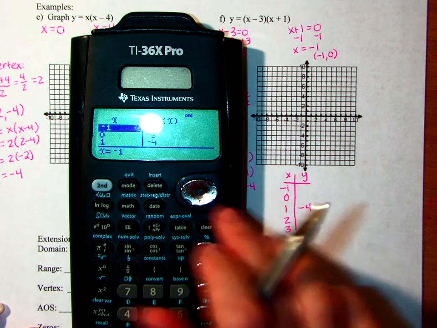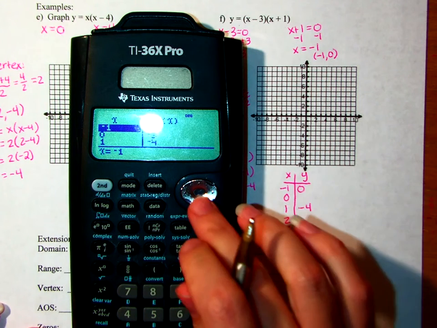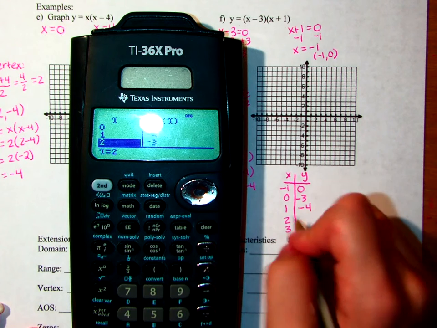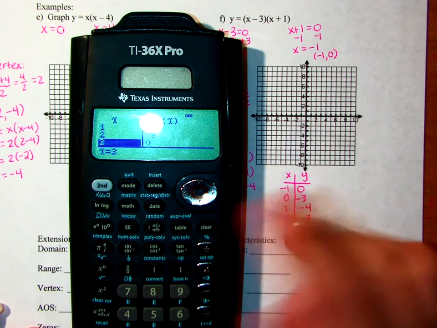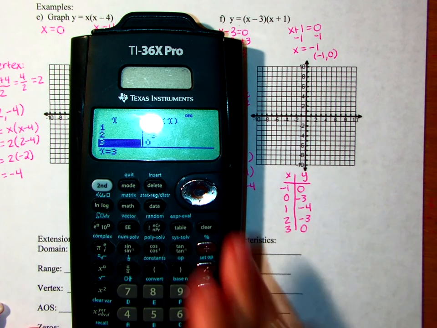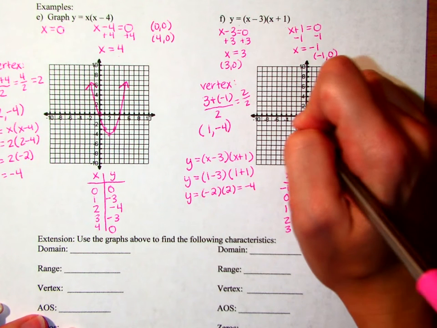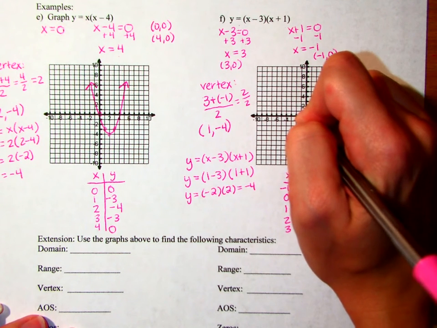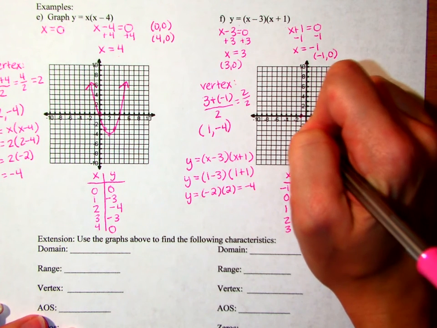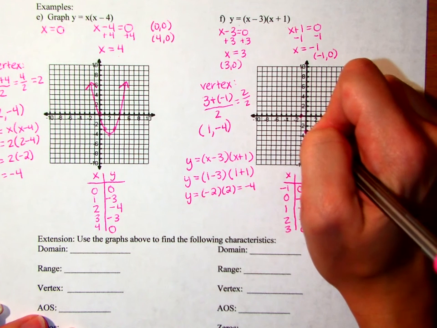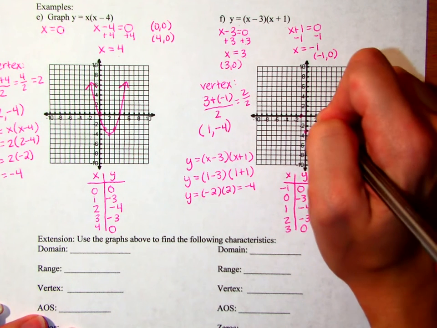Let's go to where we have x is negative 1. We get a 0. When x is 0, it's negative 3. And that should repeat on both sides of the vertex, which it does here with the 2 and with the 3. So that's the table you should have created. And now you plot your points: (negative 1, 0), (0, negative 3), (1, negative 4), (2, negative 3), and (3, 0).